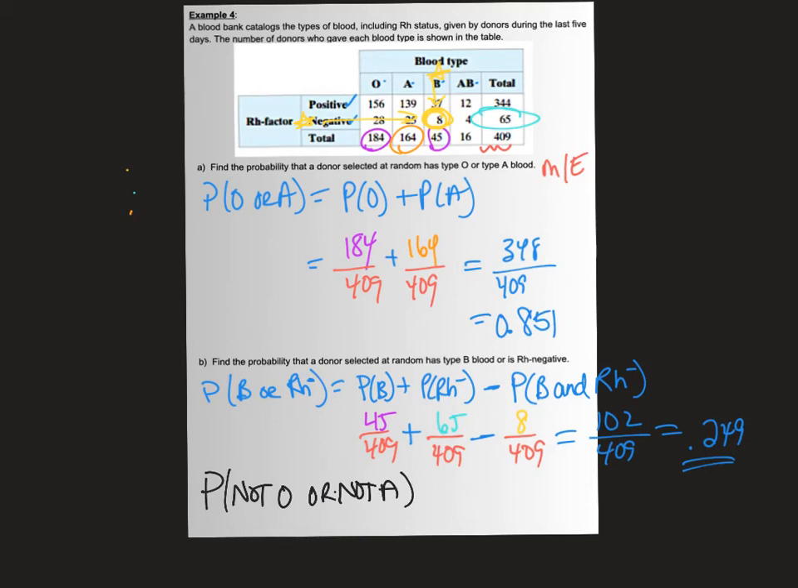Really, guys, it's easier to do nots when you do 1, meaning 100%, minus the probability that they are O or A. Oopsies, I can't really write that over there, huh? That doesn't really show up, okay? So probability of not O or not A is the same as doing 1, and you use 1 because that represents our 100%, okay? So probability O or A, oh, there it is, okay? We already found it.